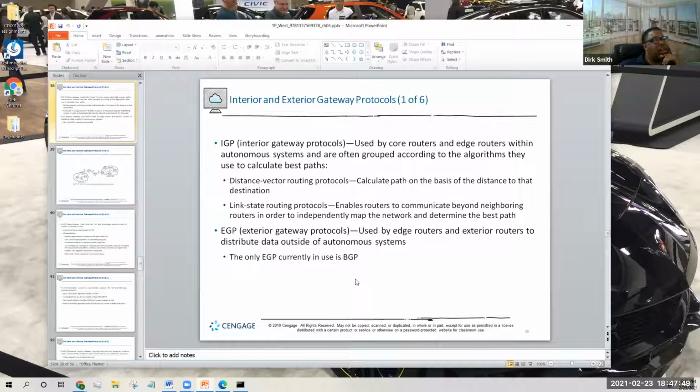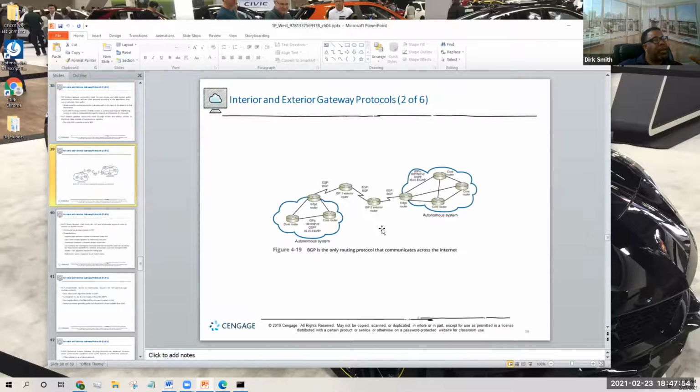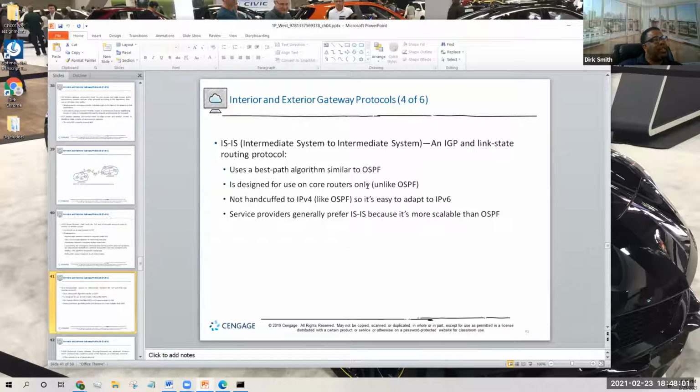So this is the interior exterior gateway protocol. On the slide, it was talking about the exterior and the interior gateway protocol. When you have them, they have different things they're good for, they're known for. It's designed for the use of the core routers, only for the core routers, not handcuffed by the internet IPv4, so it's easy to adapt to IPv6. Service providers generally prefer IS-IS because it's more scalable than OSPF.